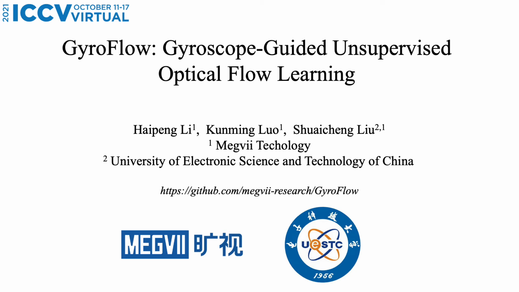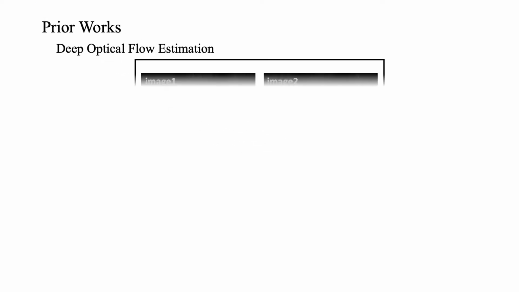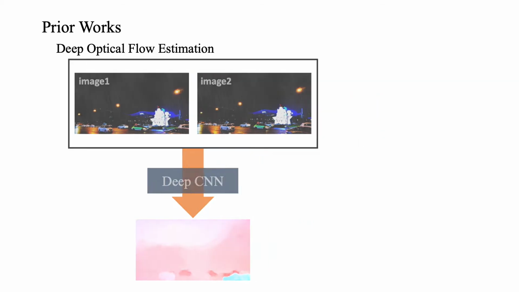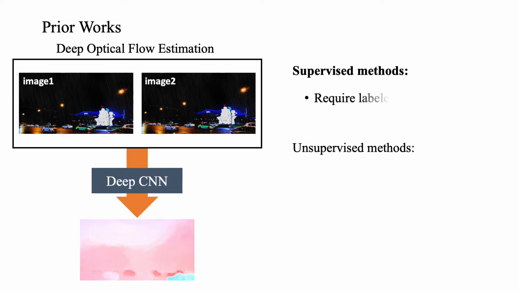We present a gyroscope-guided unsupervised learning approach for optical flow estimation. The deep learning-based approach learns the regression of each pixel directly through convolutional neural networks. They can be divided into supervised and unsupervised methods. The former method is mainly trained on synthetic data due to the lack of ground truth labels. Moreover, it is more difficult to obtain labels in challenging environments, such as darkness, fog and rain.